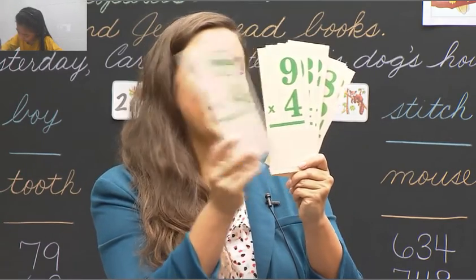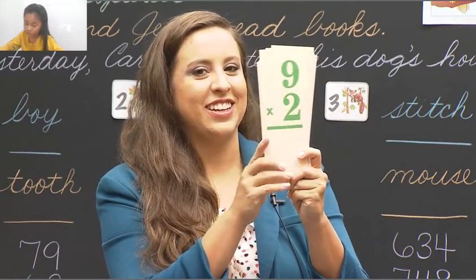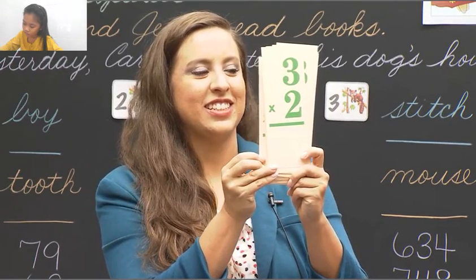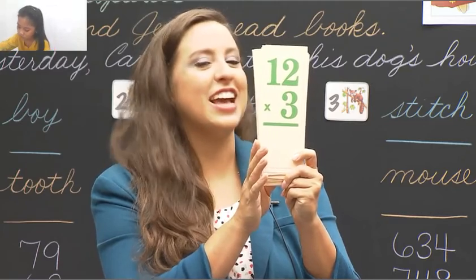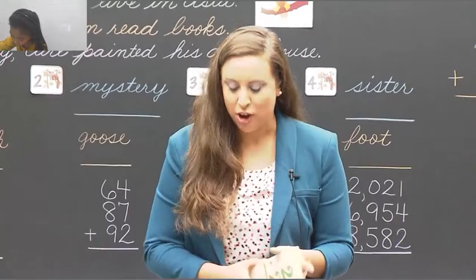36. You've got it. 32. Yes. 12. 18. 18 is right. 16. 6. 12. 36. Good, Asa. Excellent thinking. Now let's continue on with our 3 division family.